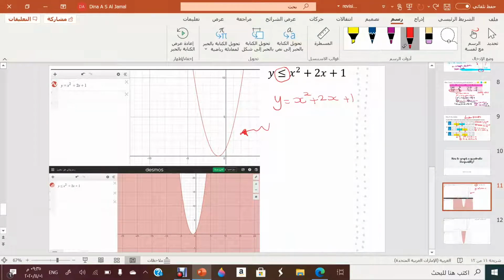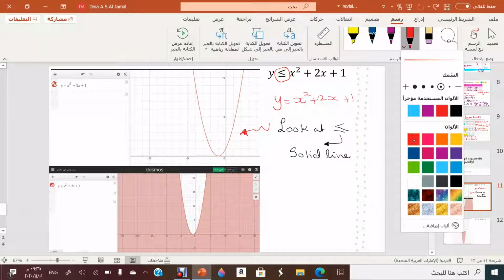Now, before doing anything, look at the inequality sign. Here you are having equal. What do I mean by the equal? That means you are having a solid line. So just keep the solid line as it is. Do not change it. Then you must shade now.